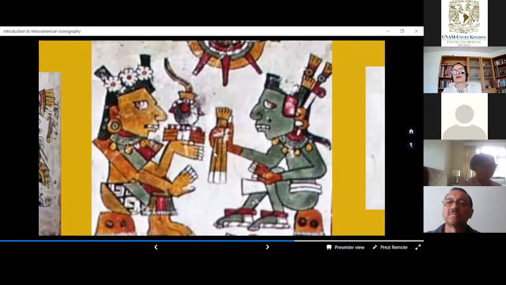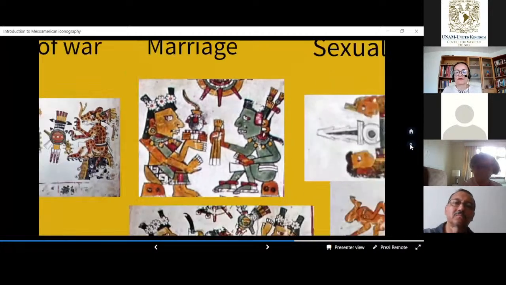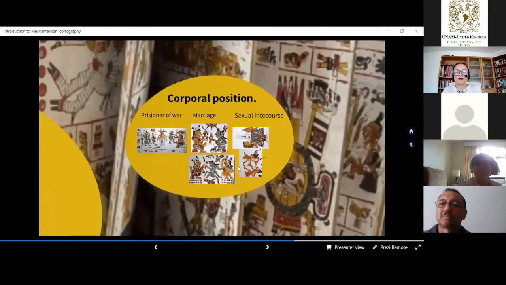But we know, because of the nature of our codices or our document, that in reality it is a prognostic, a way that a person will read the luck of the people that are thinking about getting married. So based on symbols and signs, particularly the signs of the day, they could think, well, this marriage will be successful or not. So here we have the lady with an offering, and here we have the man also offering something, and it will be based on the signs of the day, the luck that they will have.